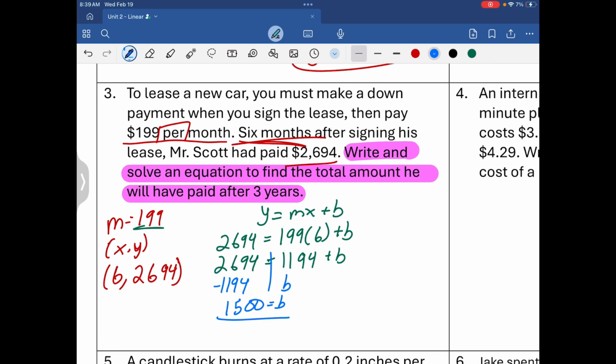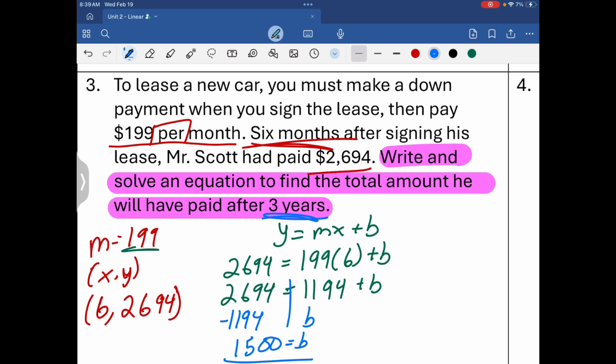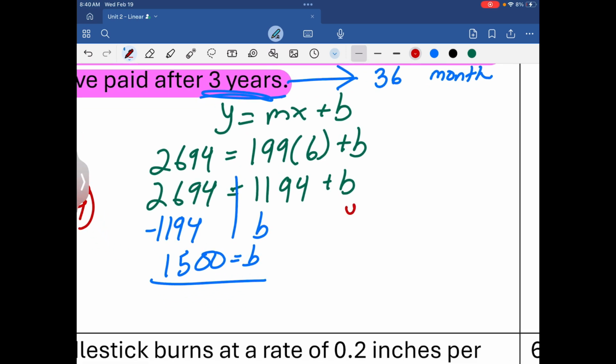Okay, but we have not answered the question yet. It says write and solve an equation to find the total amount he will have paid in 3 years. So before we answer that, does this problem talk about time in years or time in months? We see it right here. It says 6 months. So we have to think, okay, how many months are in 3 years? Well, 12 times 3 is 36. So 36 months.